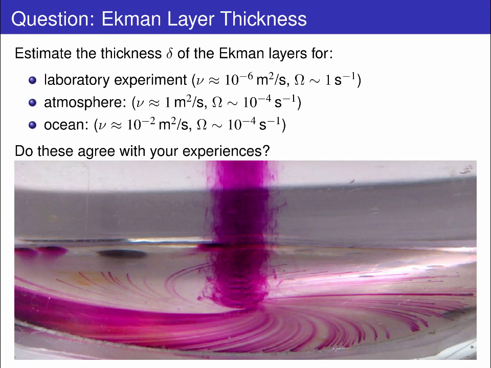As an exercise, estimate the thickness of the Ekman boundary layer for a laboratory experiment with water and rotating at 1 radian per second, and an atmosphere and ocean with eddy viscosities of 1 and 0.01 meters squared per second respectively. How do these values agree with your intuition?